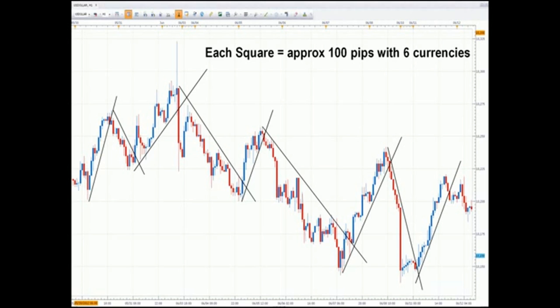Now, the amazing part that I have discovered is, you see each one of these squares right here? If you trade the 6 currencies, or the basket of currencies, all at the same time, each square is worth about 100 to 125 pips, trading all 6 currencies. The beautiful part about trading the dollar index is it is very sensitive to trend line breaks, which makes it very user-friendly and simple to trade.